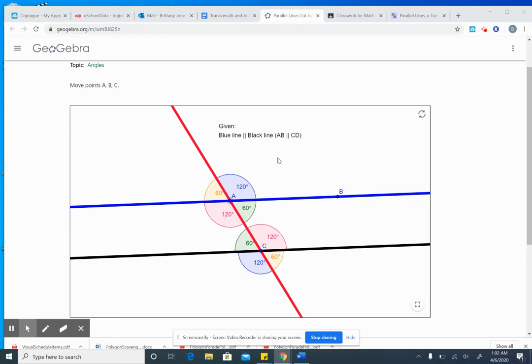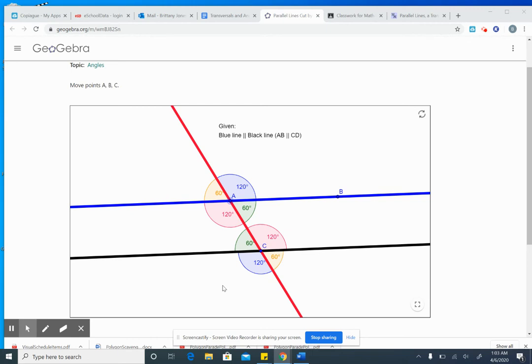Just to review again, vertical angles are opposite of each other. So examples here would be the blue and the red angle in each intersection. They are vertical and they're congruent. Or the orange and the green. They're vertical and congruent. Okay.